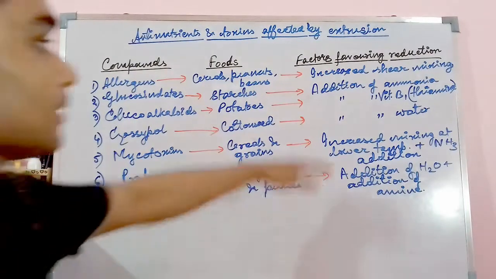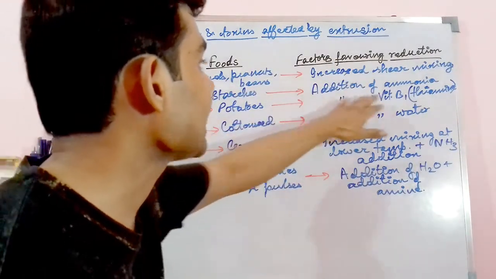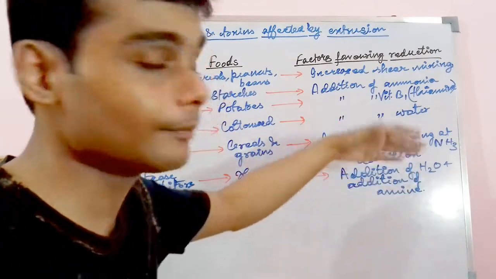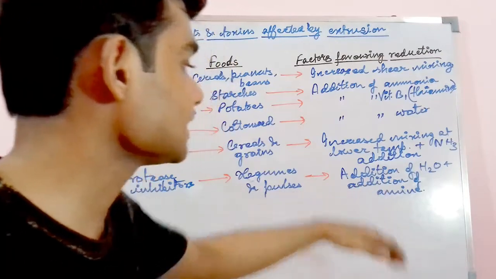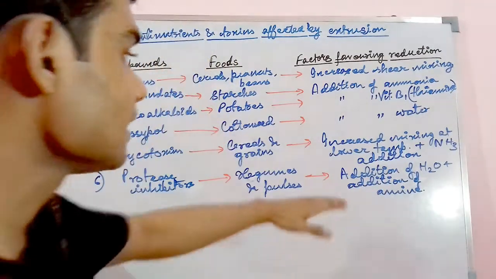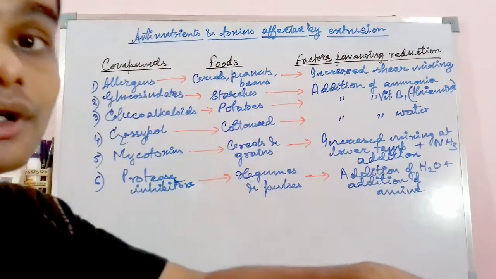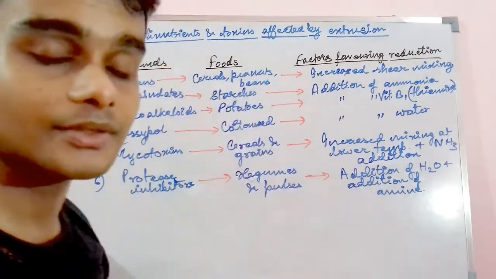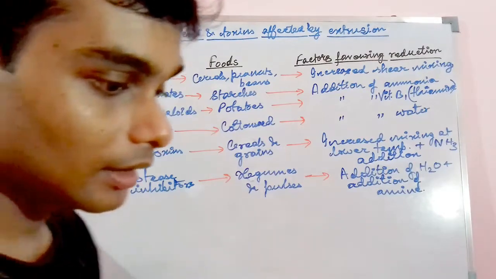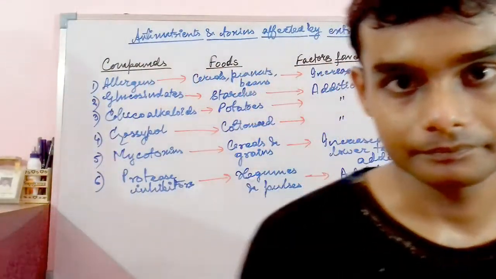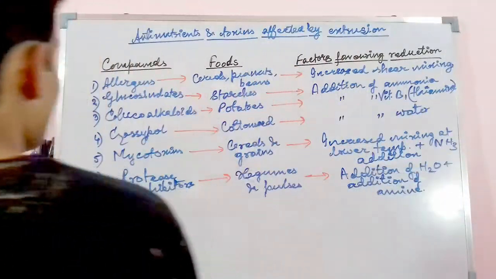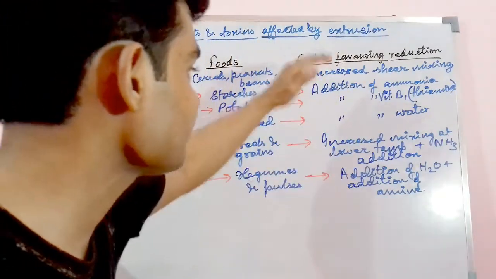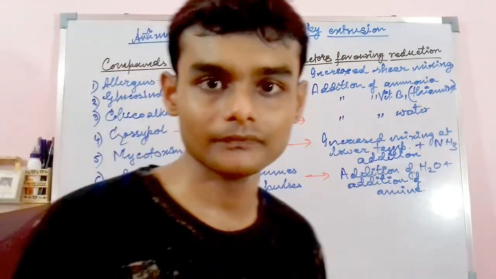These are the particular methodologies: increased shear mixing, addition of ammonia, addition of vitamin B1, addition of water, increased mixing at lower temperature plus ammonia addition, addition of water plus addition of an amine source or ammonia source, whatever is being done before all these raw ingredients are subjected to the extrusion chamber or incorporated within the feed hopper. So this is all about how the anti-nutrients and toxins are affected by the extrusion process and what factors favor the reduction of these compounds.